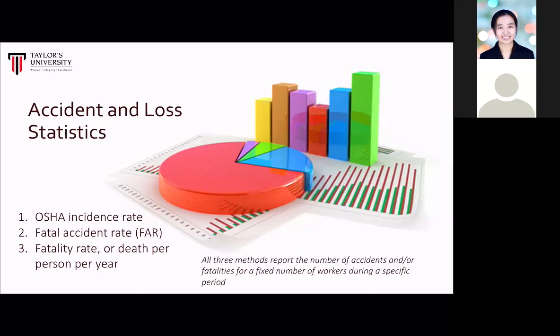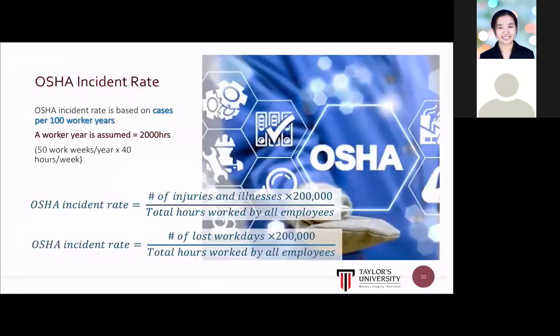So all these methods report a number of accidents and fatalities for a fixed number of workers during a specific period. So you don't have to worry about the formulas here, or any formulas in this safety module. Be it an open book exam or a closed book exam, all formulas will be given. Because we are in semester 6 or semester 7 now, and I would expect you all to focus more on applications than memorizing formulas. Leave the memorizing work to a pen drive. Use your brain as an engineer. That's where the brain power comes in.